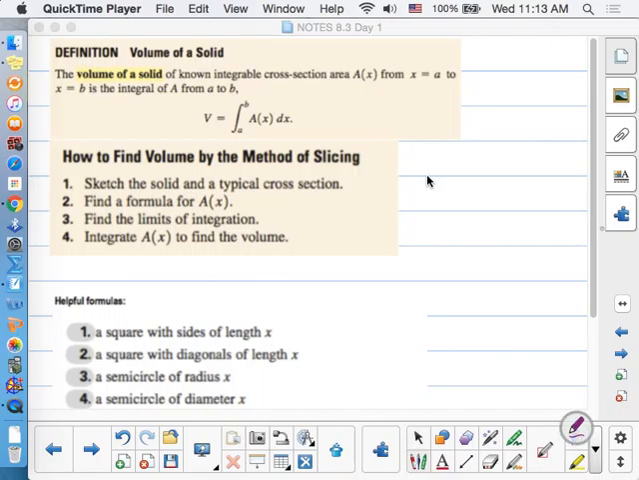The volume of a solid is, if we integrate or take the antiderivative and evaluate it, the area from A to B, we can get the volume of the solid.